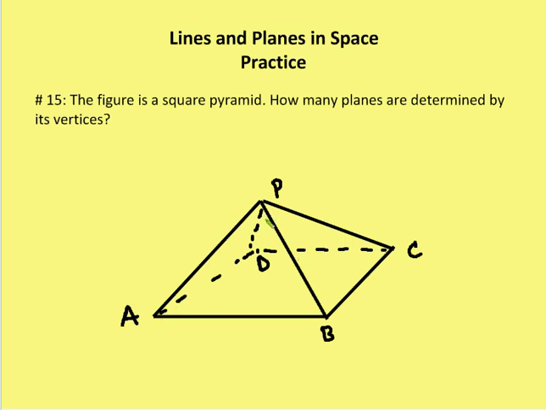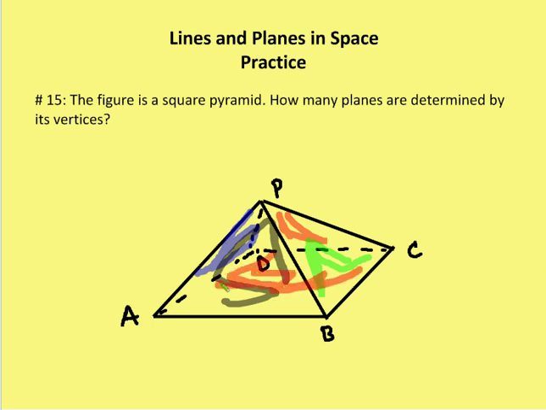I have the plane ABP. That's one side of the pyramid. I have BPC, another side, CPD, another side, and PDA, another side. So if we were to draw that, I have here one side, I have another side of my square pyramid here, I have another side here, and then I have another side here, and then of course I have my base, which we'll mark back in red.